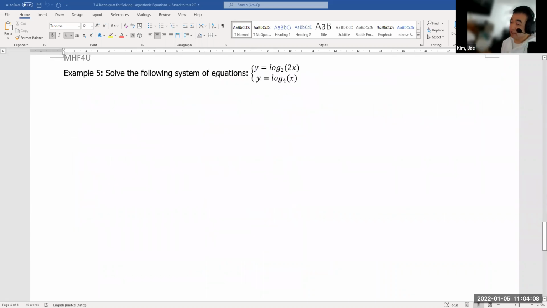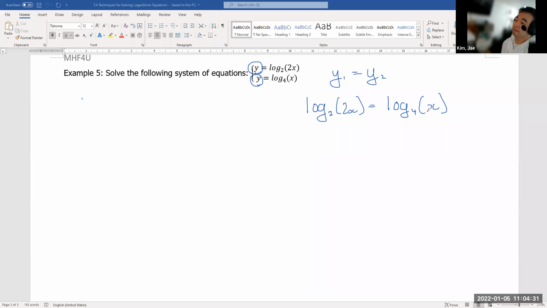If they are intersecting mathematically, it simply means that this y value and this y value are going to be equal to each other, right? Because they're intersecting. And if they're intersecting, it also means that log of base 2, 2x is the same as log of base 4, x. So this is a fancy way of saying, solve this equation, please. And how would you do it? How do you solve a logarithmic equation where you have two different bases?